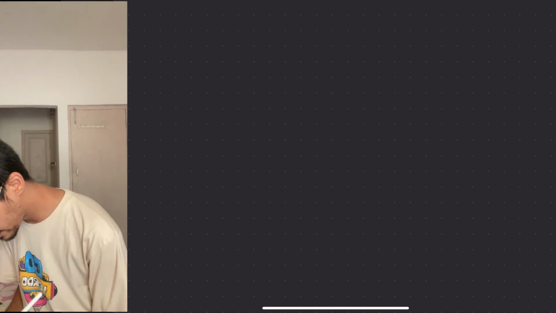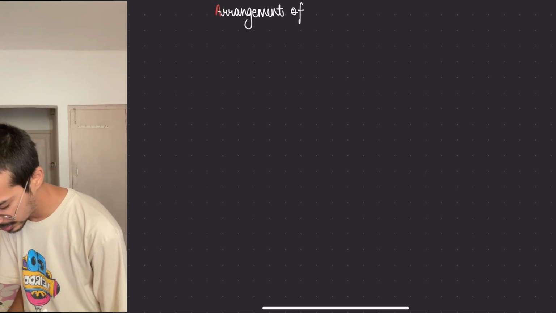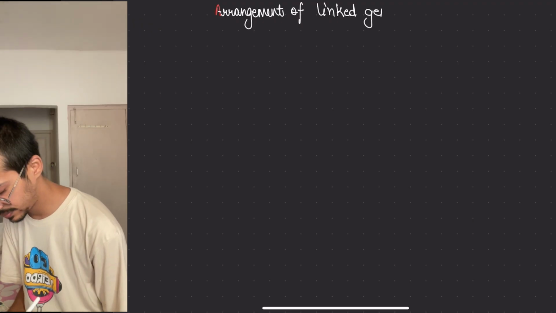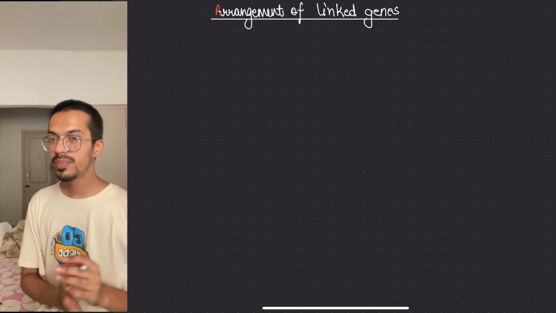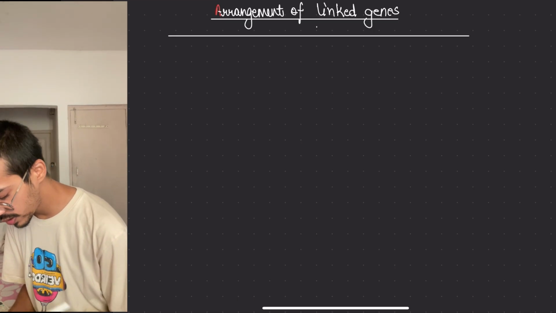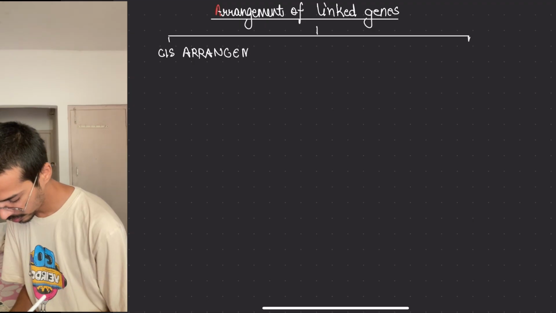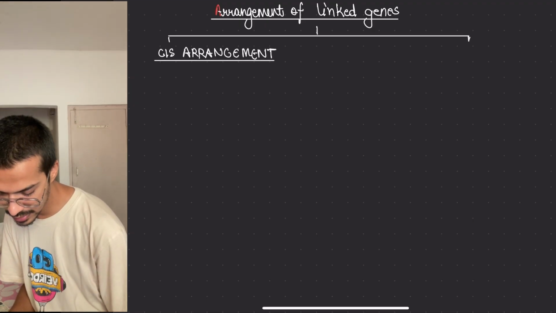And if you remember organic chemistry, something would be cis, something would be trans. So cis would be what? Same side. Trans means opposite. So we will learn it. Arrangement of linked genes. In arrangement of linked genes, there could be two types, cis arrangement or trans arrangement. So we have cis arrangement and we have trans arrangement.